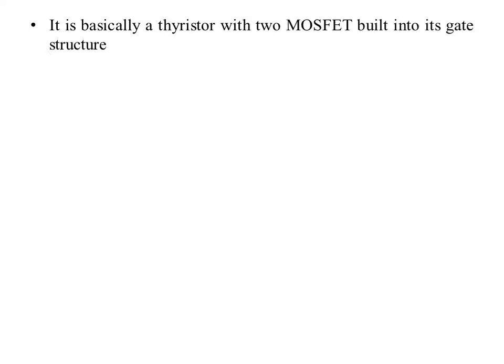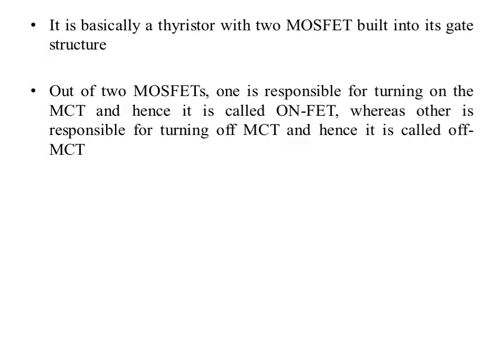MOS control thyristor is basically a thyristor with two MOSFETs built into its gate structure. Out of two MOSFETs, one MOSFET is responsible for turning on the MCT, and hence that MOSFET is called on FET, whereas the other MOSFET is responsible for turning off the MCT, hence it is called off FET.